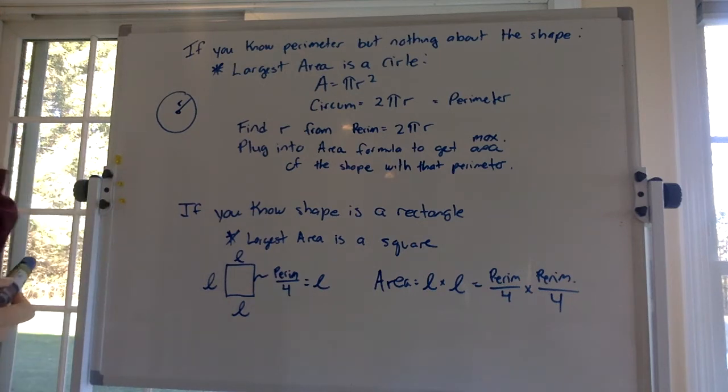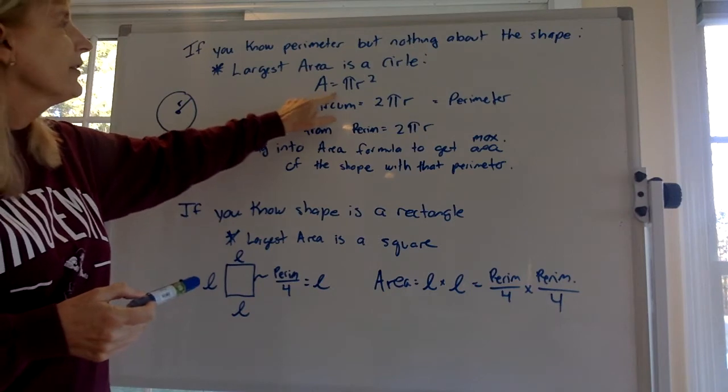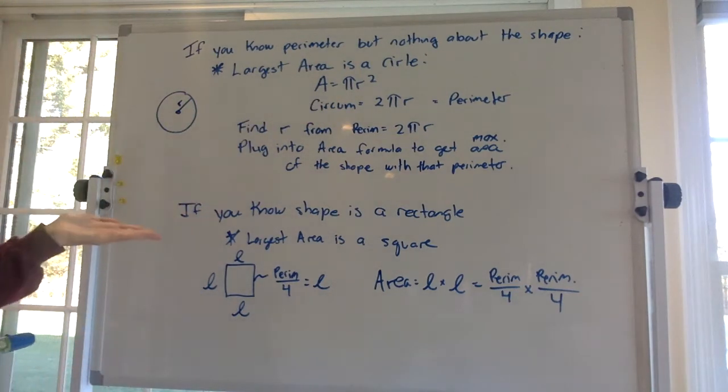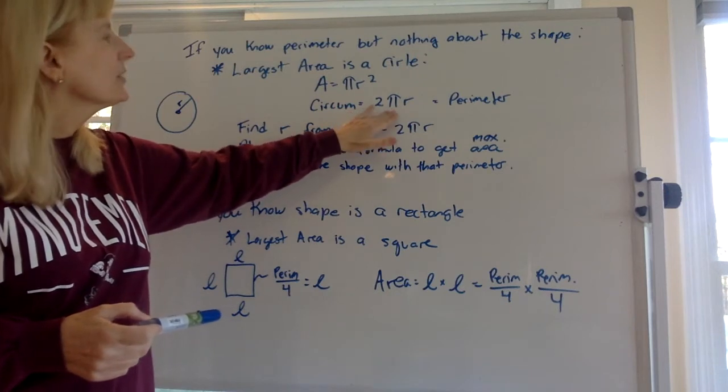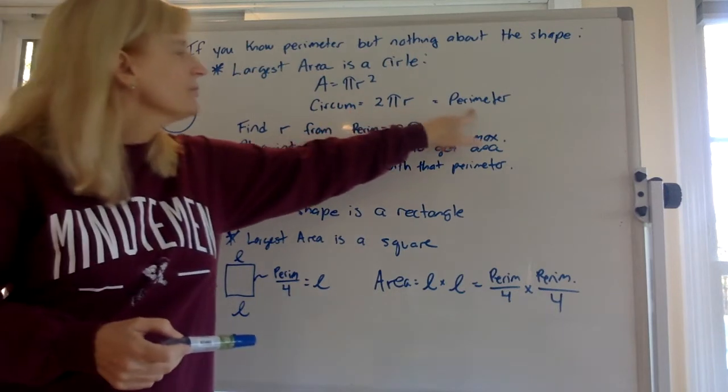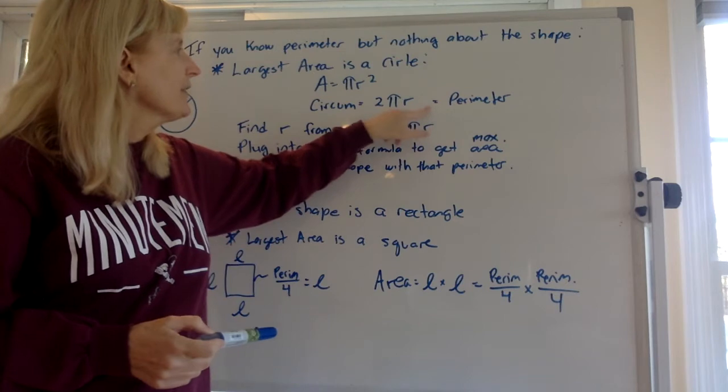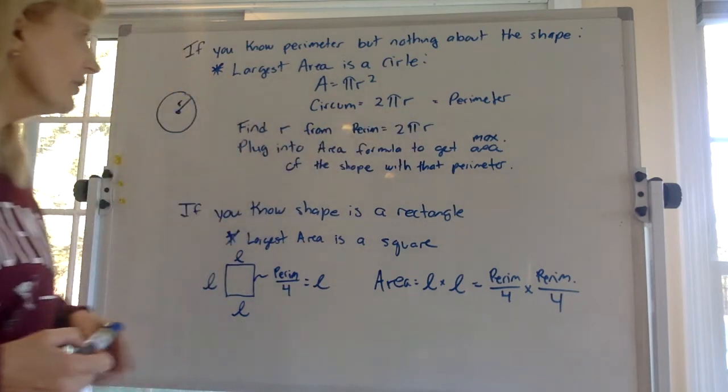Well, first we've got to find the r to plug into the area equals pi r squared. And how do we find the r? We use the circumference or the perimeter equation. It's 2 pi r. So you would set whatever the perimeter is equal to 2 pi r and solve for r.